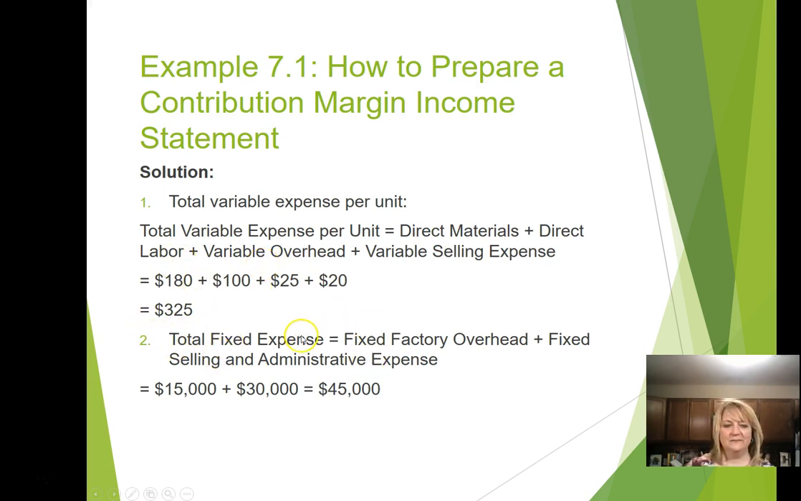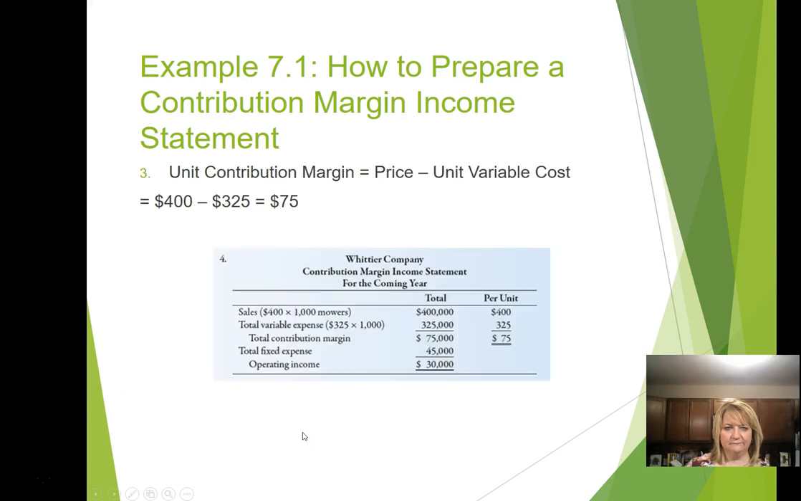The total fixed expenses equal the fixed factory overhead plus the fixed selling and administrative expense. That's $15,000 plus $30,000. That equals $45,000. So the unit contribution margin equals price minus unit variable cost. That's $400 minus $325, and that equals $75.